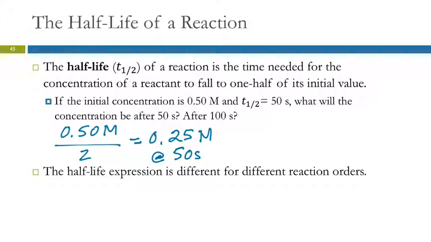At 100 seconds, that's 2 half-lives. It gets cut in half twice, right? So I'll take this one that's been cut in half, and I'll cut it in half again, and I'll get 0.125 molar at 100 seconds. 2 half-lives does not mean that the concentration has gone to 0. The half-life expression, how the half-life depends on the rate constant and the initial concentration, is different for different reaction orders.